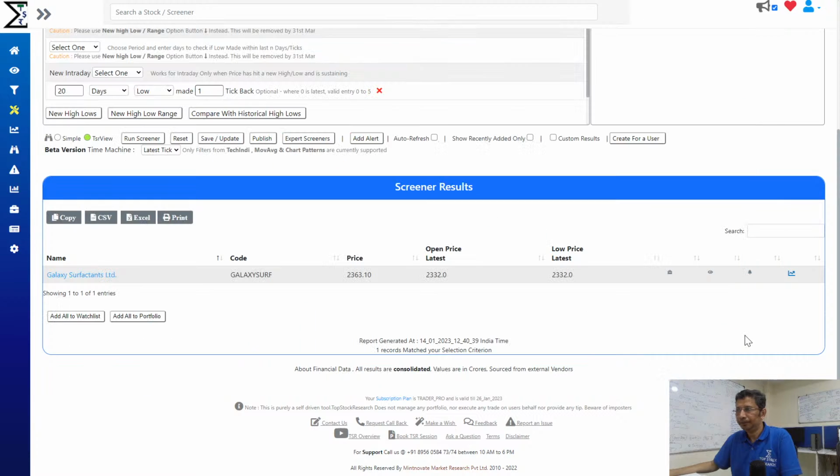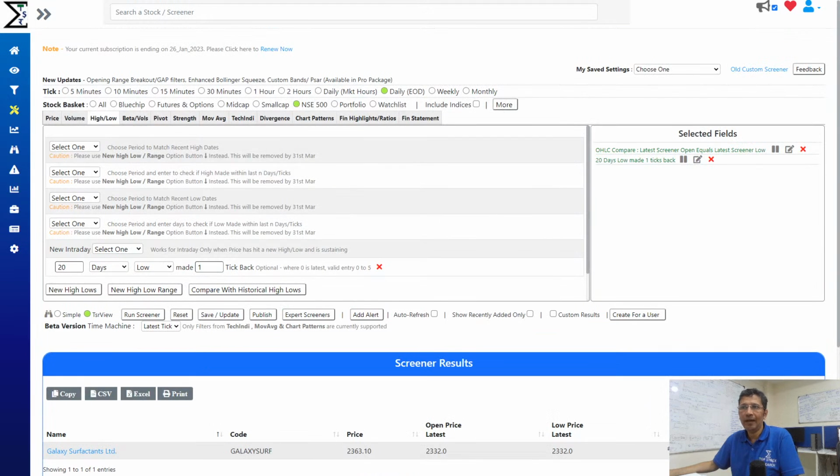So what you can do is not only open is equal to low, but you can also mix and match other filters from these places. Okay.